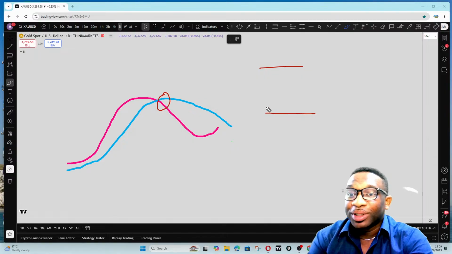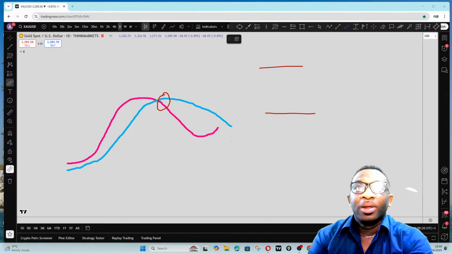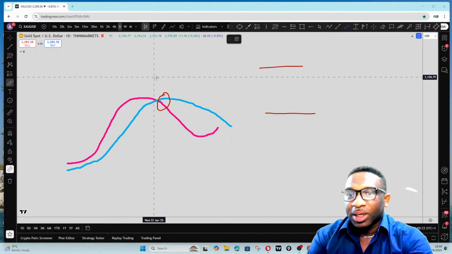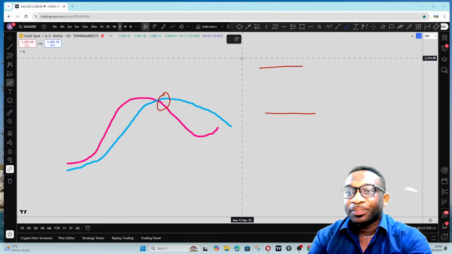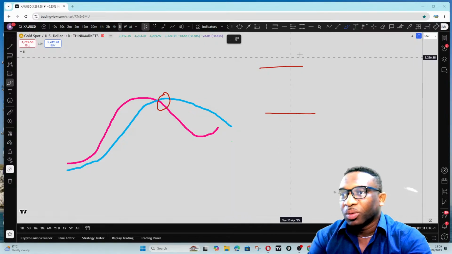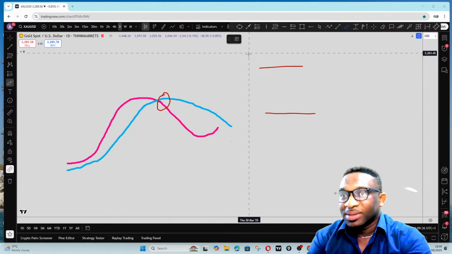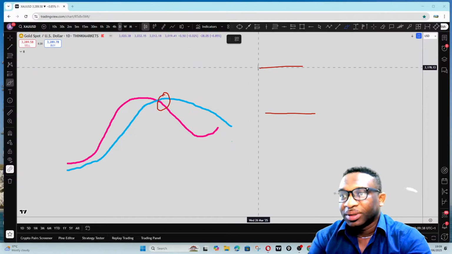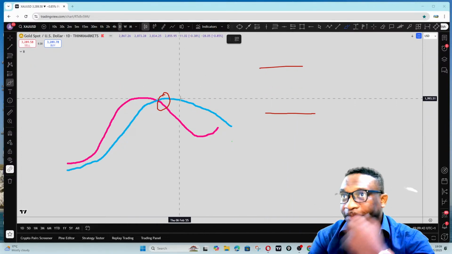All that I do on the chart is to identify those points of interest, which I refer to as the institutional reference points, where I take the trade to. Doing it this way, you have a higher probability of winning the trade or having your bias on your side. So without much ado, let's go straight into the charts and then we take it from there.